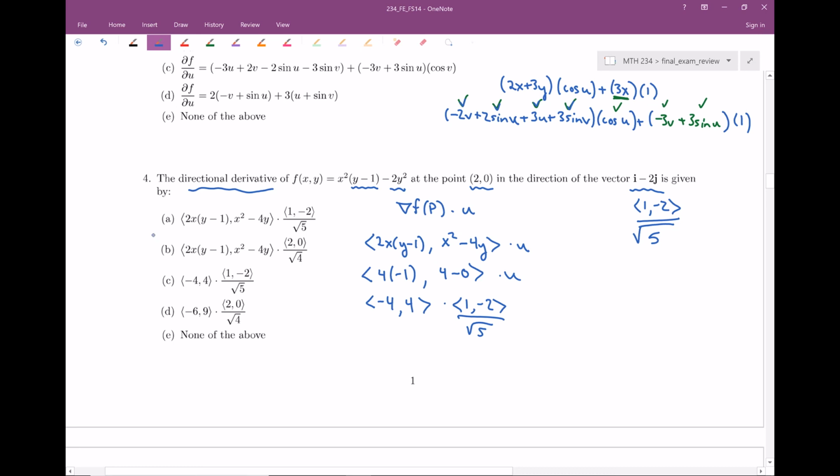And now it's a good thing that I paused and looked at these answers over here, because I would have kept going maybe with this. But actually we see now that the answers don't have the dot product evaluated out. Luckily though, it looks like C perfectly lines up, right? Negative 4, 4 dot 1 comma negative 2 over root 5. So I'm going to choose C.